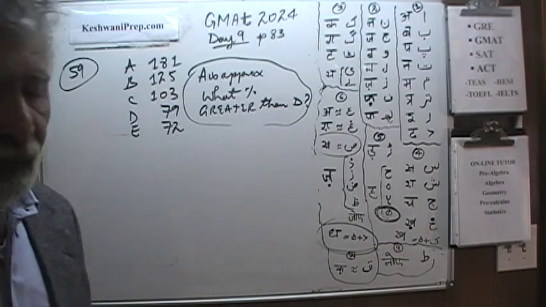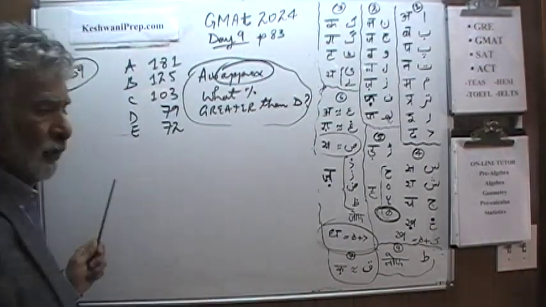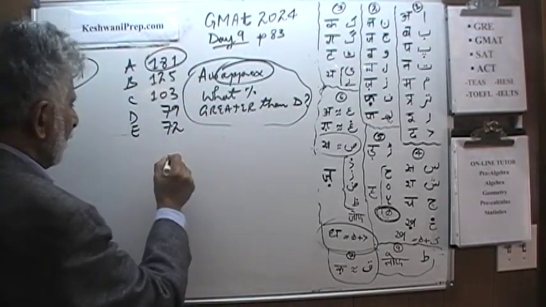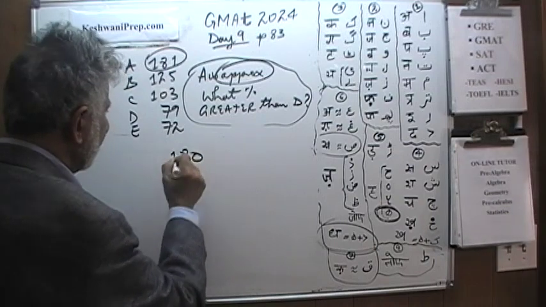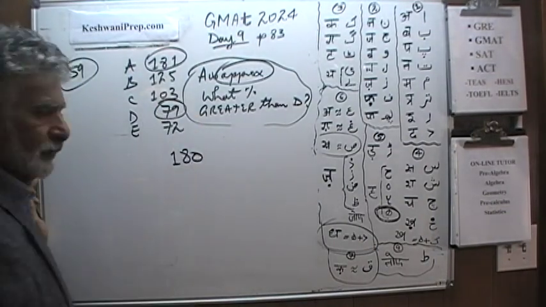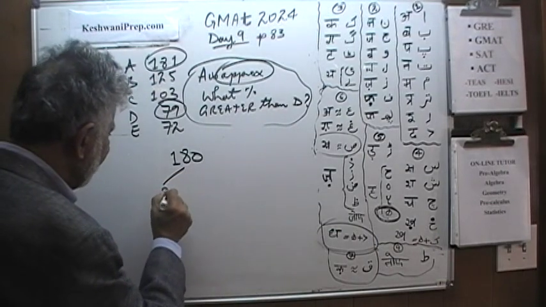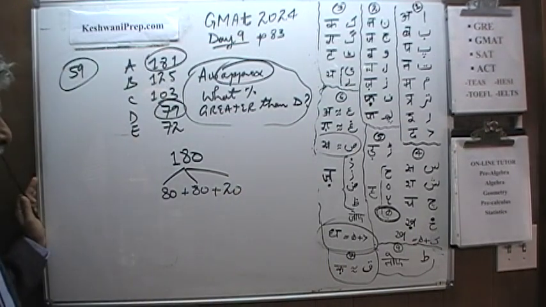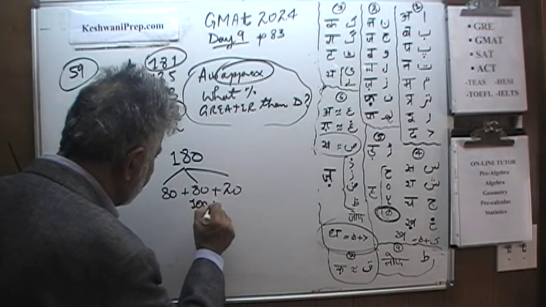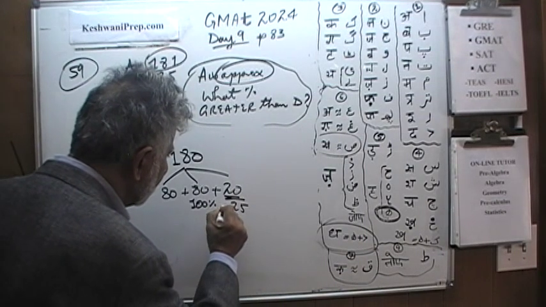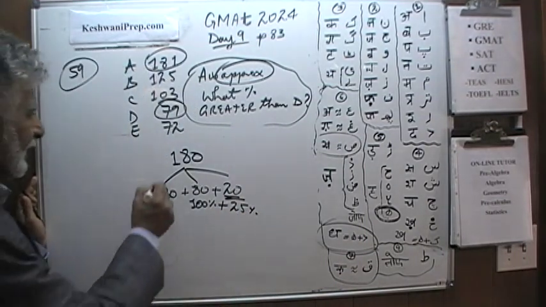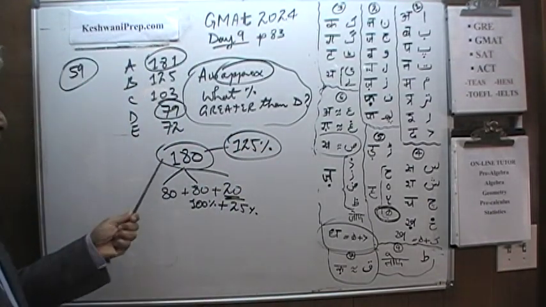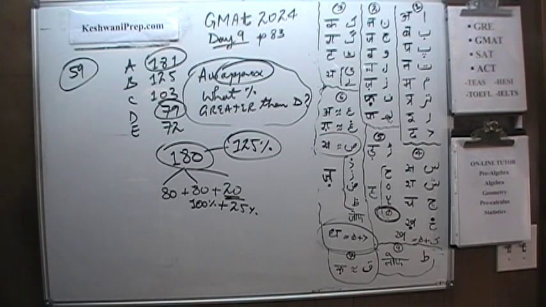Alright, here we go. Since we are looking for approximate value, which is very important, don't waste your time going into exact calculation. A is what percentage greater than D? A is 181. I'm going to pretend that it is 180. And D is 80. 180 we know is made up of 80, another 80, that's 160, and then another 20. Well, 80 is 100%. And another 20 is 25%. There we go. Which means 180 must be 125% greater than 80. That's all.